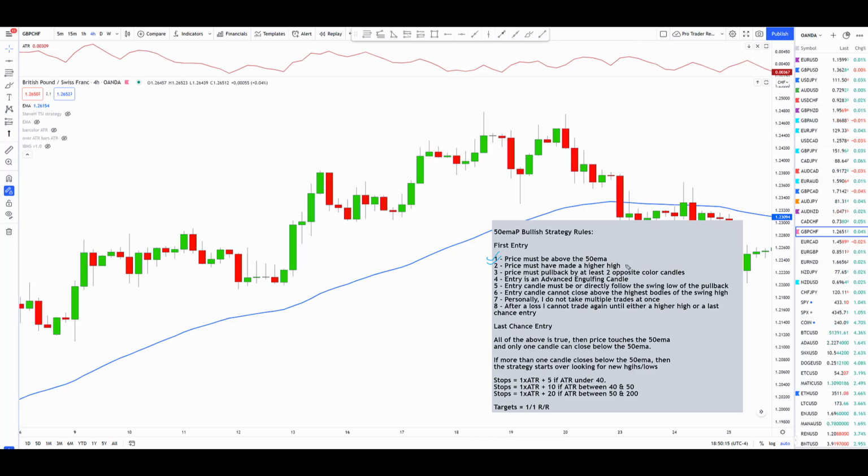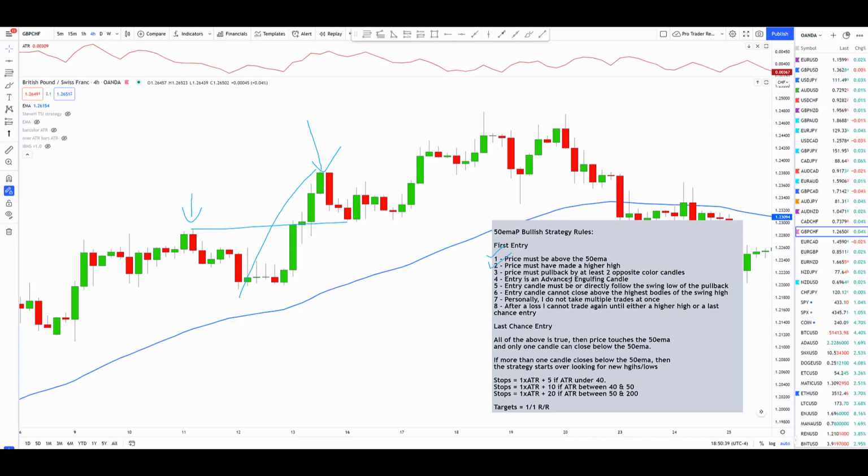Rule number two is we must have made a new higher high. What I mean by that is compared to the previous high that price made, we must see a new high before the pullback and before our entry. So in this case, has price made a new higher high? Here's our previous high. Yes, we have made a new higher high. So now, as you can see, if we're looking at this like a checklist, we have 1 and 2 checked off.